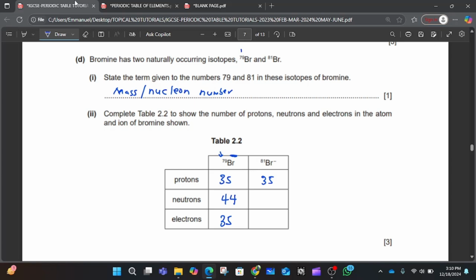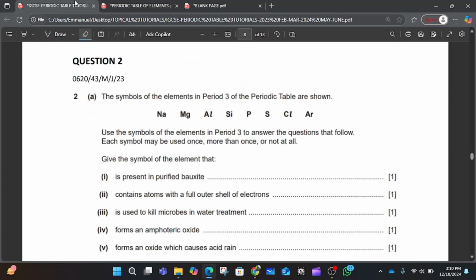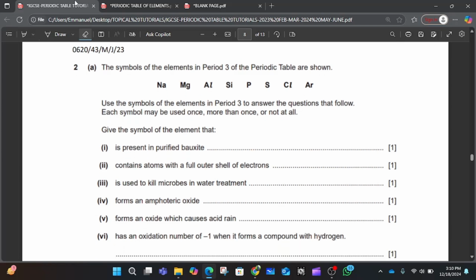When we come here, when you subtract the 35 from 81, you get the neutron number to be 46. Here it has gained one more electron. So we add 1 to the 35 and that will give us 36. And the number of electrons is 36. The next question is question 2 of May-June 2023, paper 4-3.